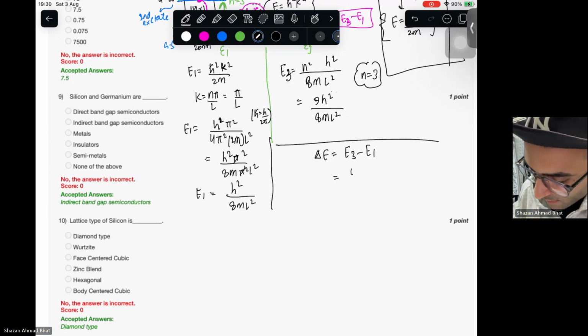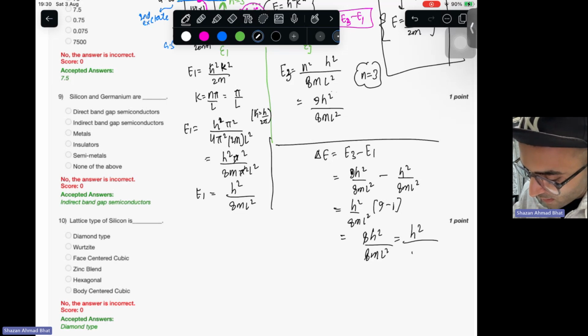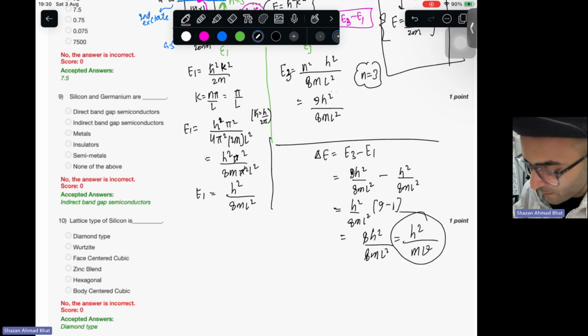You get 9h²/8mL² minus h²/8mL². You can take h²/8mL² common. This is 9 minus 1, so this is 8h²/8mL². The 8s cancel, and you are left with h²/8mL².